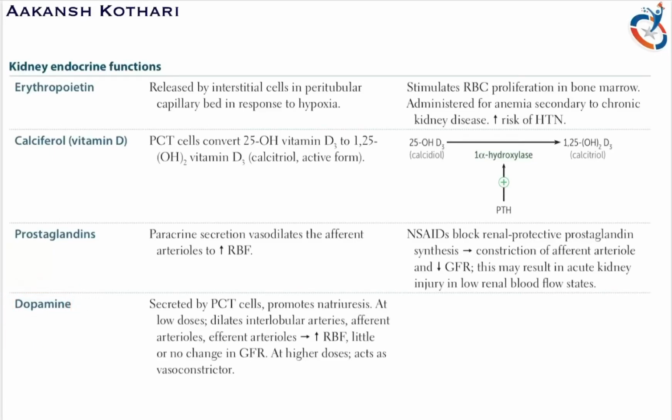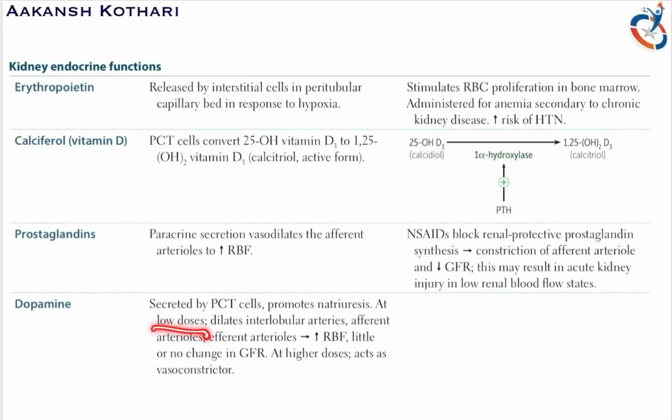Okay. Now dopamine is not just related to brain, but also secreted by the proximal convoluted tubule cells, and it promotes natriuresis. Now what is natriuresis? Natriuresis is excretion of sodium ion with water. Is it clear? Now there are two types of functions of dopamine. One is at low doses, it acts as a potent vasodilator. So it dilates interlobular arteries, afferent arteriole and efferent arteriole. But that happens at low doses.